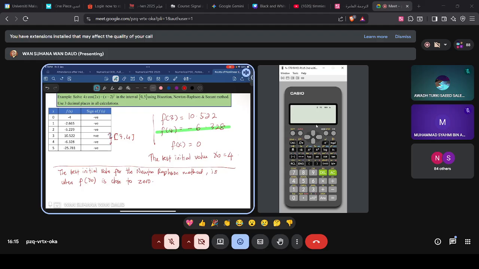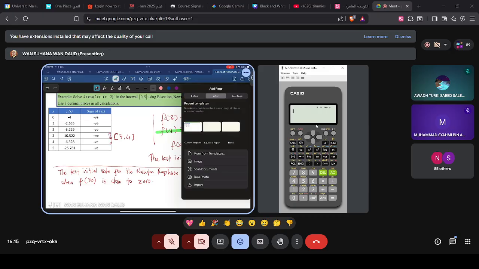Okay, so my last question. You may answer my question in the chat box. Compared to Newton-Raphson and secant method, which method will you choose to solve this question? Okay, I repeat.